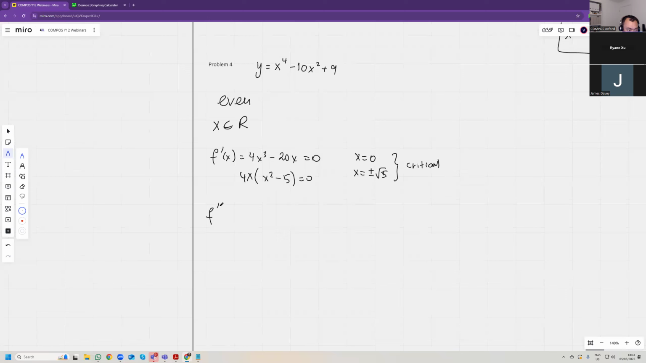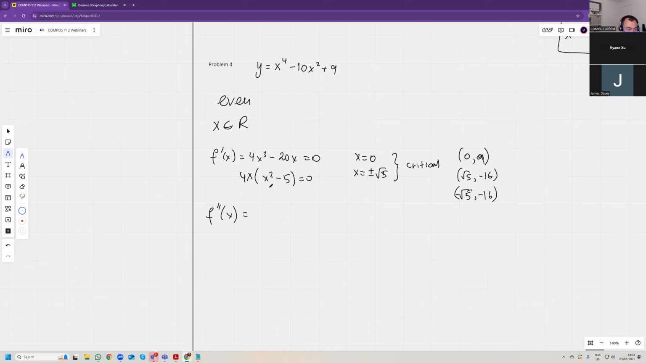So let's find the second derivative. First, the critical points: 0, 9. Root 5, that's 25 minus 50 plus 9, minus 16. And minus root 5, minus 16. So these are the critical points.